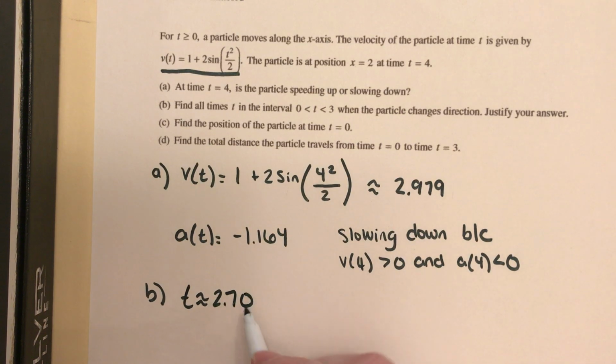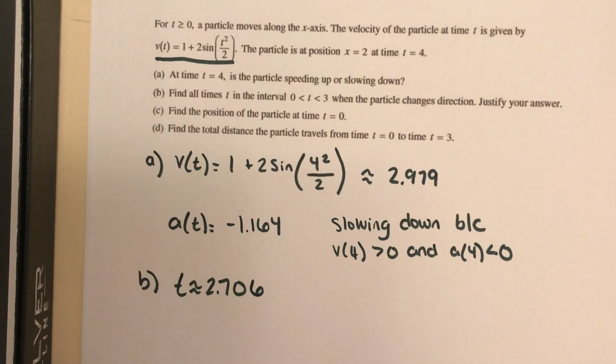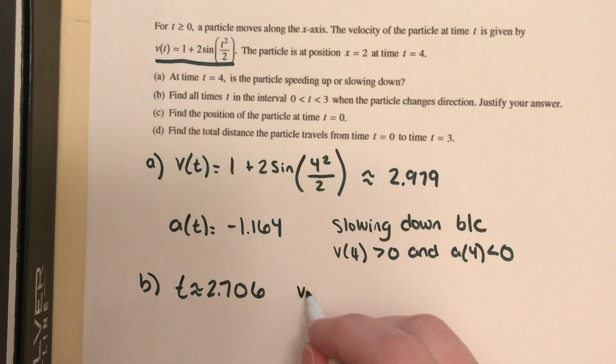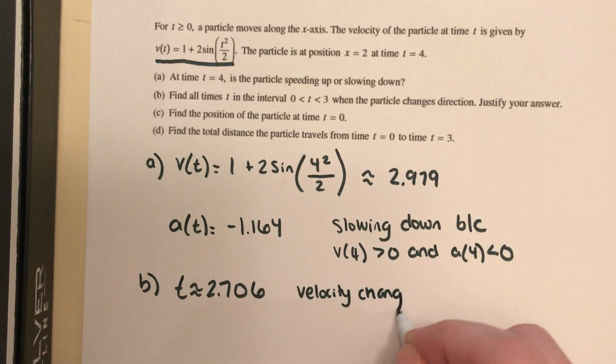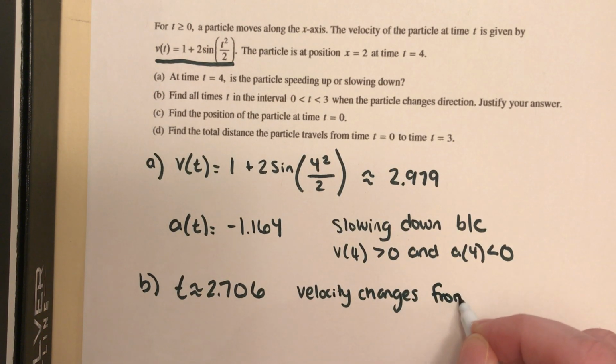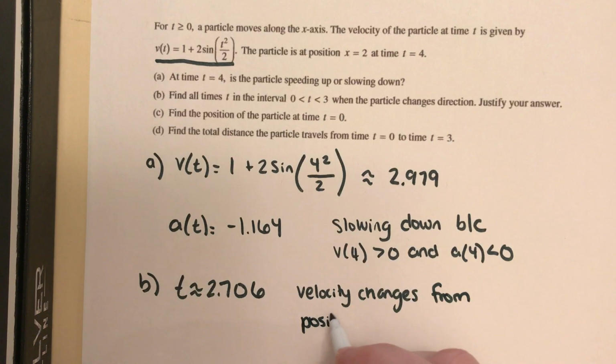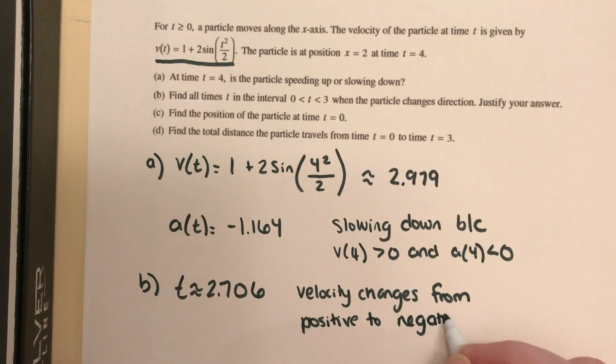So I'm going to write that down. And I'm going to round to 3 places. This is what you can do. So 2.706. And it says justify your answer. So we would say velocity changes from positive to negative at this point.